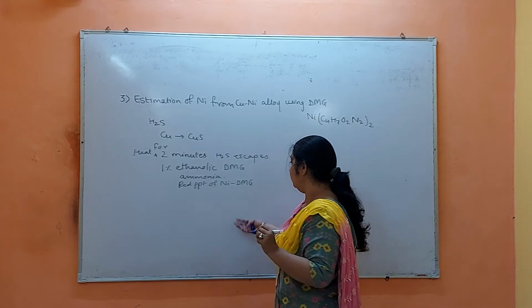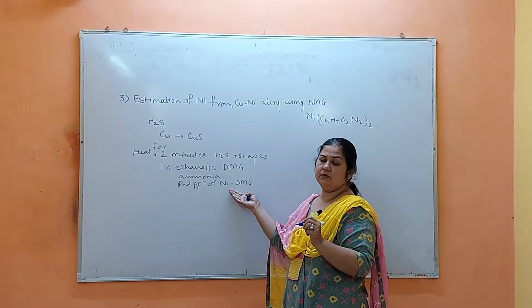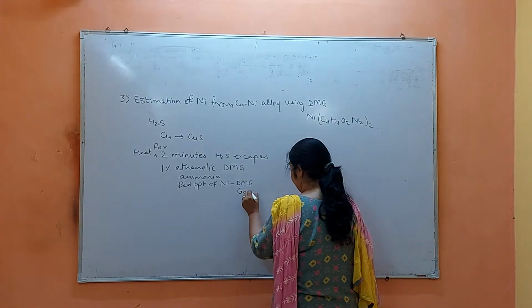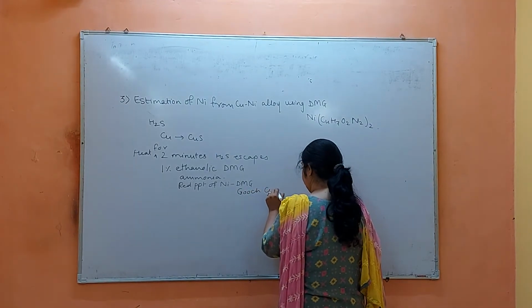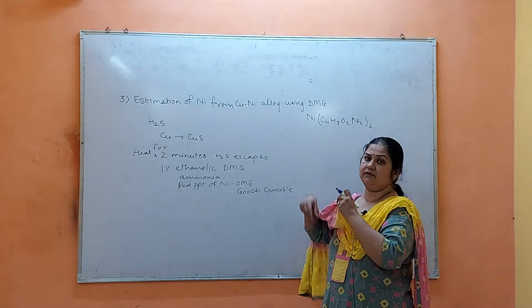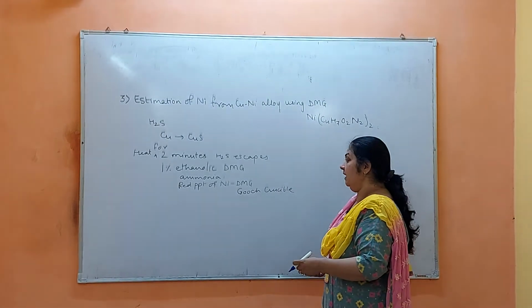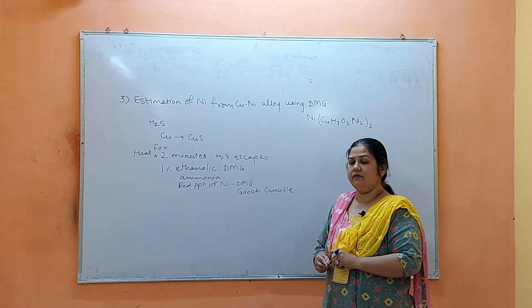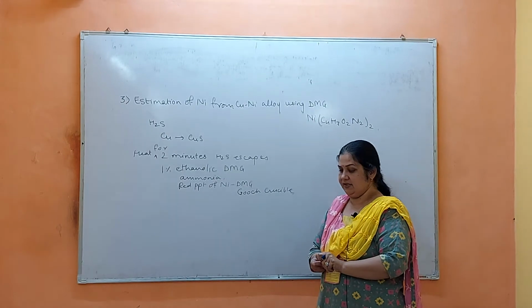Now we have to filter it through a previously weighed Gooch crucible. After filtering it, we have to wash it with cold water and then dry it for 30 minutes in an oven at 110 degrees Celsius.